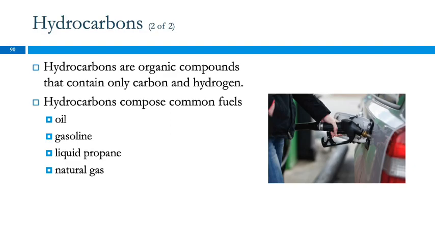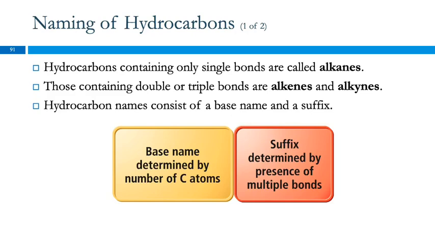We look at naming hydrocarbons by what kinds of bonds the carbon has. Is it all single bonds? Are there any double bonds, any triple bonds? So the naming structure here is we have a base name, and the base name is determined by how many carbon atoms are there in the chain. And then there's a suffix that tells us what kind of bonds there are. So we call these alkanes, the suffix is ane, alkenes, here the suffix is ene, and alkynes.